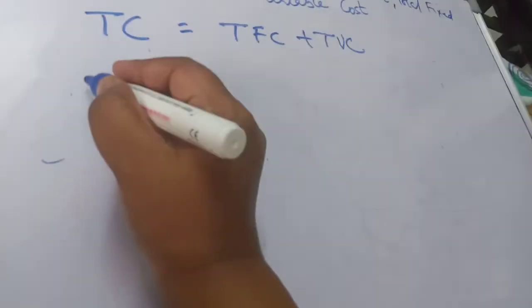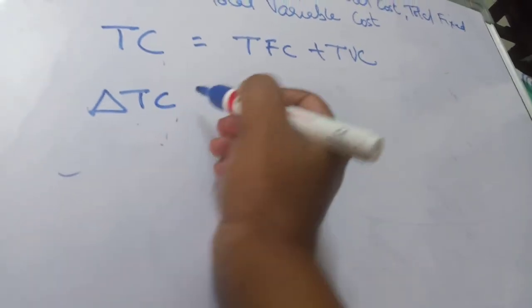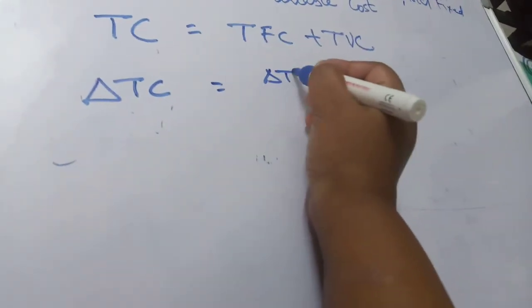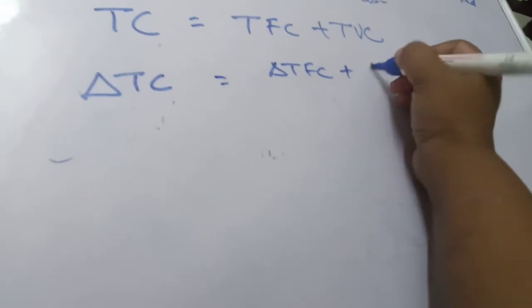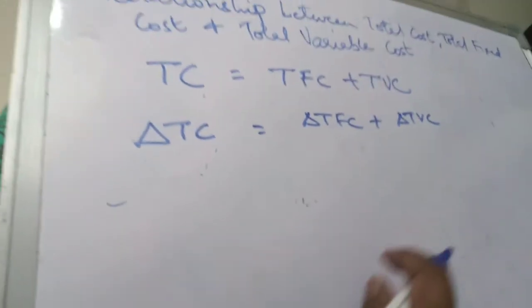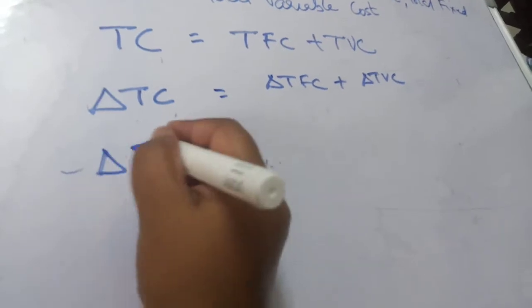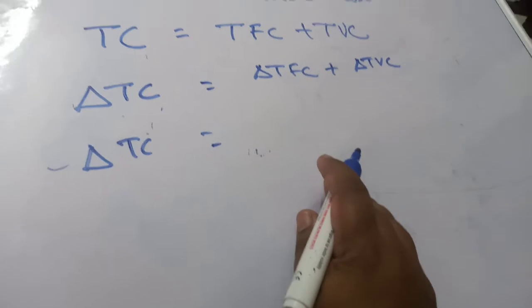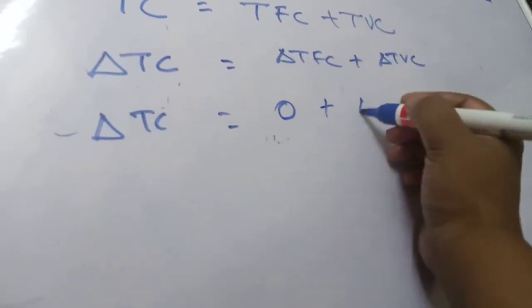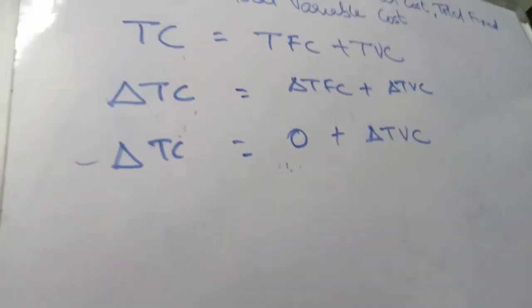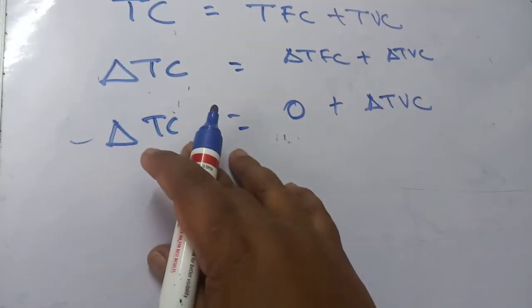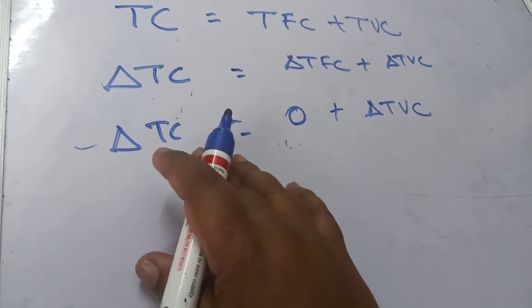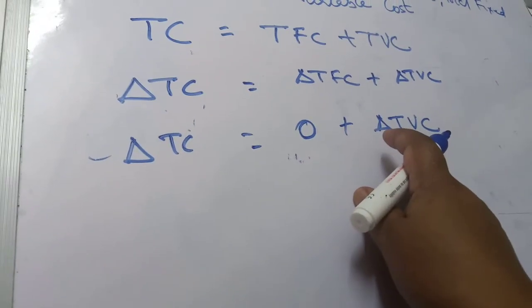Okay, which means change in total cost is equal to change in total fixed cost plus change in total variable cost. Okay, the total fixed cost never changes, it's always constant. So you're going to find that there is no change in the total fixed cost, but there is a change in the total variable cost. So whatever changes happen in total cost are primarily because of the changes in the total variable cost.